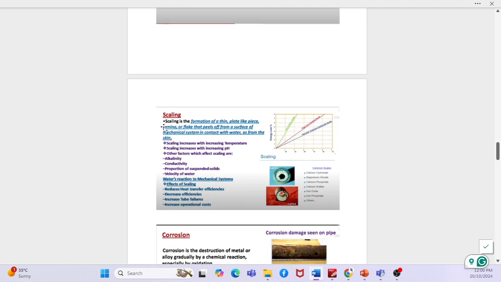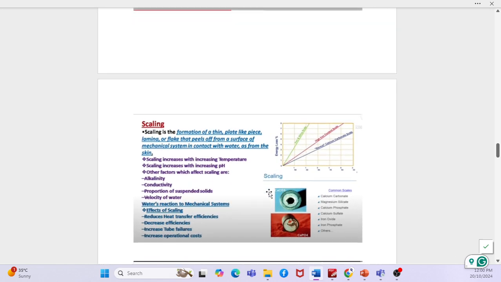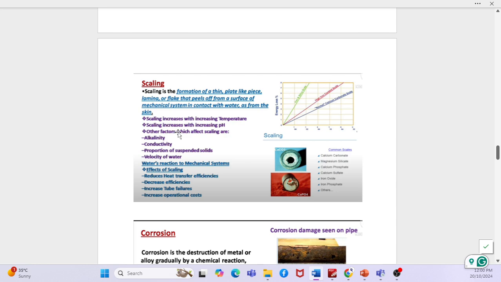Scaling is the formation of a thin plate-like piece, lamina or flake that peels off from a surface of a mechanical system in contact with the water. You can see the scale formation here. Scaling increases with increasing temperature. If you have a lot of scale, you will not have proper heat transfer, so it will increase the temperature.